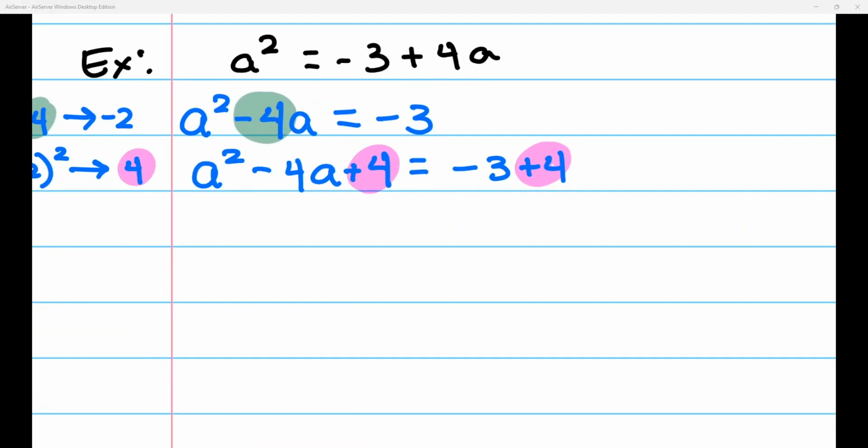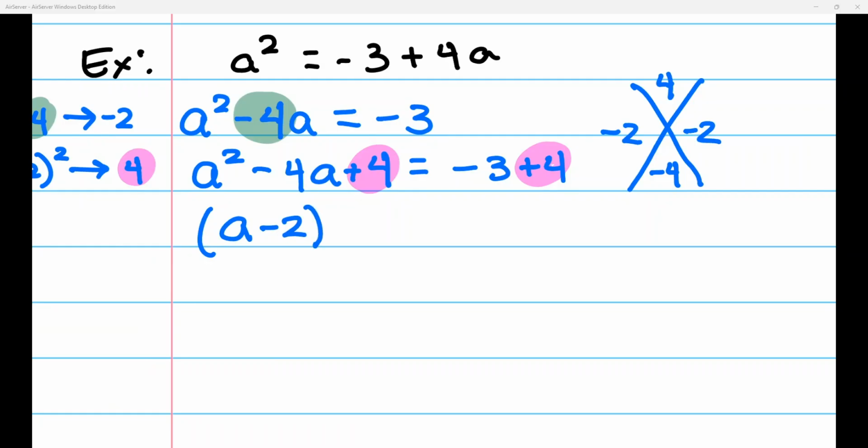All right, if I did that correctly, I should be able to factor the left-hand side now. I need two numbers that multiply to 4 but add up to negative 4. That's going to be negative 2 and negative 2. So I can factor this into a parentheses a negative 2, but because I have two of them, I'm going to write this as squared. And then over here, negative 3 plus 4, that's just a positive 1.